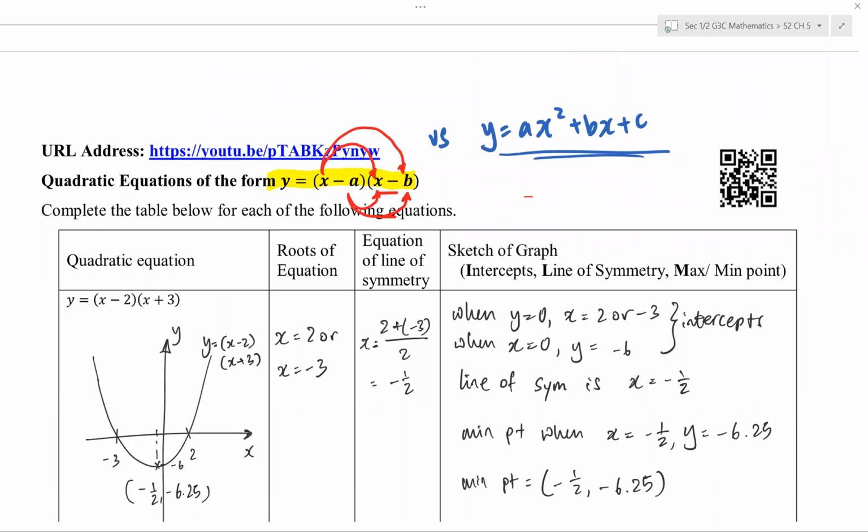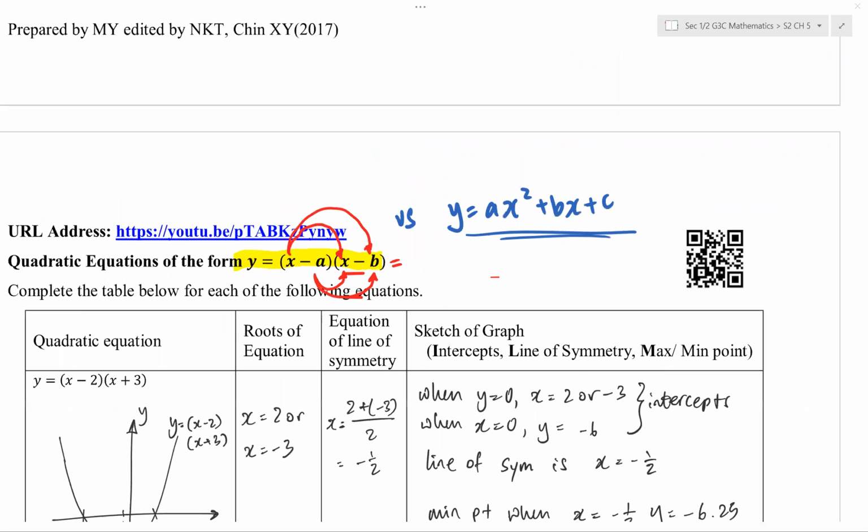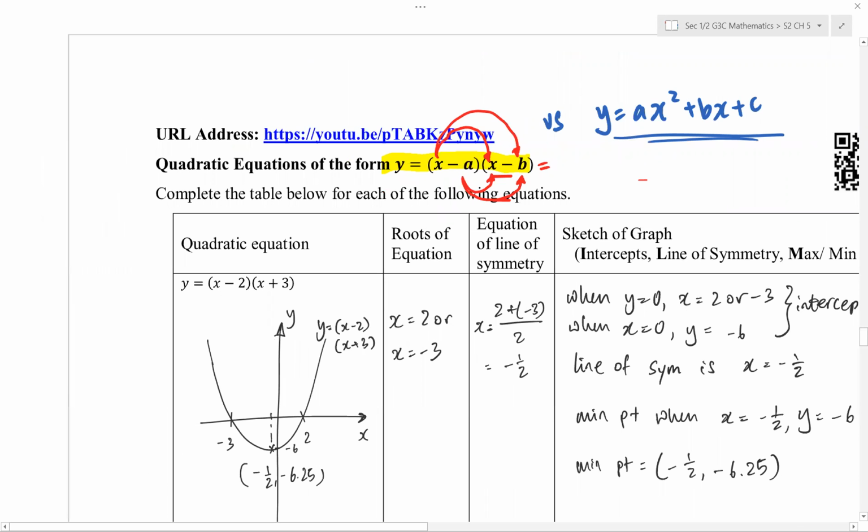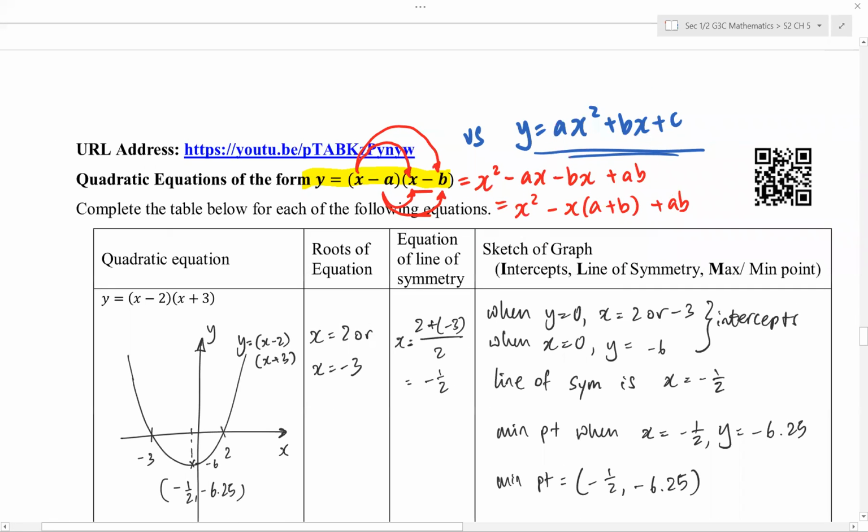The reason I'm not expanding it out for you is because, in this case, if we expand, this part don't copy, otherwise it will confuse you. Just watch the screen only. When I expand it, you will get x squared minus ax minus bx plus ab. And then when you continue, you get x squared minus (a plus b)x plus ab. Now, think about it carefully. The red color expanded form, does it have the form of ax squared plus bx plus c?